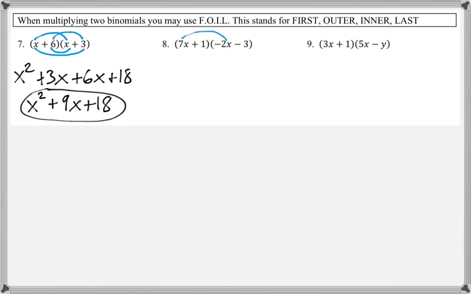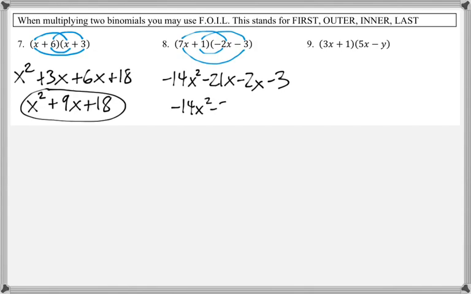So again, it's just the first, the outside, the inner, and then the last. So that's going to be a negative 14x squared for the first. The outside ones are going to be minus 21x. The inside is going to be minus 2x. And the last is going to be minus 3. So that's negative 14x squared minus 23x minus 3 when you combine the like terms.